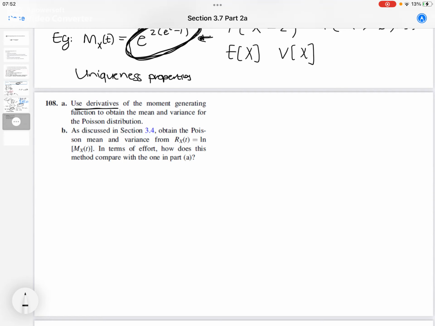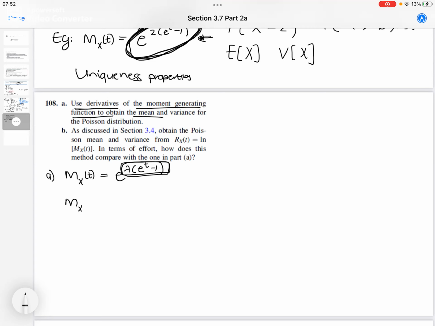Alright, so exercise 108 says use derivatives of the moment generating function to obtain the mean and variance of the Poisson distribution. Alright, so let's start with A. The moment generating function of the Poisson, we derived it as e to the power lambda times (e to the power t minus 1). So the power of e is lambda times (e to the power t minus 1).